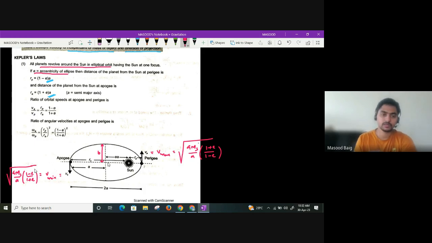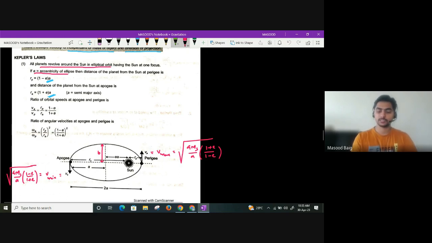Okay. At one position, it is nearest. That position is perigee. And how much is the distance? a into 1 minus e. At one position, it is farthest. That position is called apogee. What is the distance? a into 1 plus e. Whenever it is moving near to the sun, it will move with more speed, guys. Always remember, whenever it moves near to the sun, it will move with more speed. So at the nearest position, speed will be maximum. At the farthest position, speed will be minimum. Maximum and minimum speeds I have given.